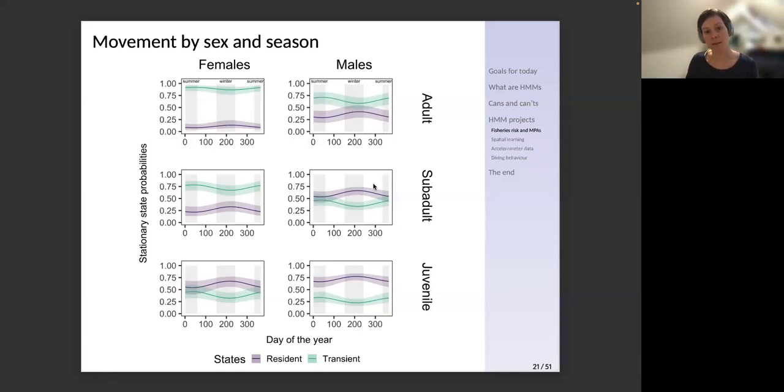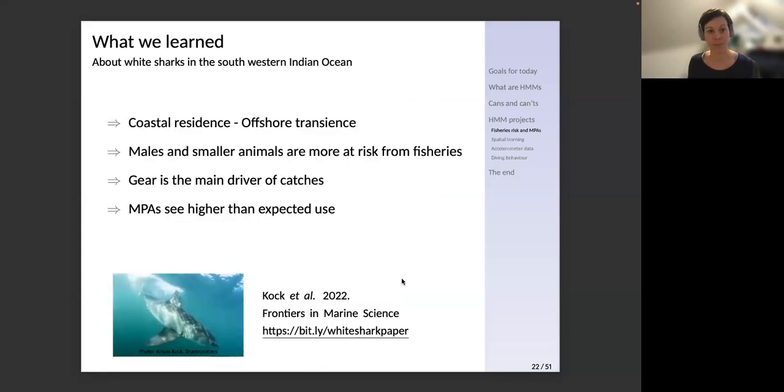Then the subadult males and the juvenile females have a very similar picture. They're more likely to be resident in the winter months, but equally likely to be resident or transient in the summer months. Finally, the juvenile males are the only ones where they're always more likely to be resident than they are transient. And this gave us really interesting and really important information about the risks that these animals are facing.